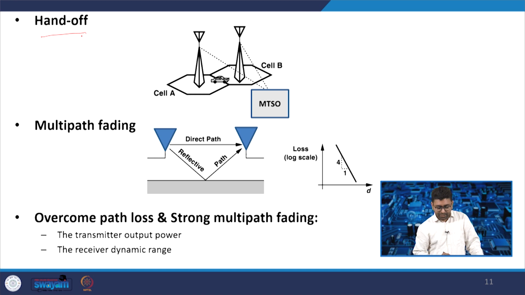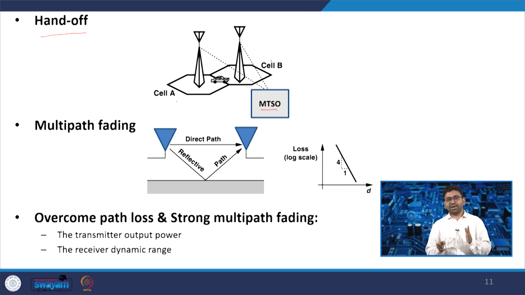So, there is a base station which is called MTSO, and there is a cell A and cell B. So, let us say your mobile and your car is moving from one cell to the other cell, this MTSO should immediately give a different frequency to the other cell. So, this is called a handoff, you are handing off from one to the other.